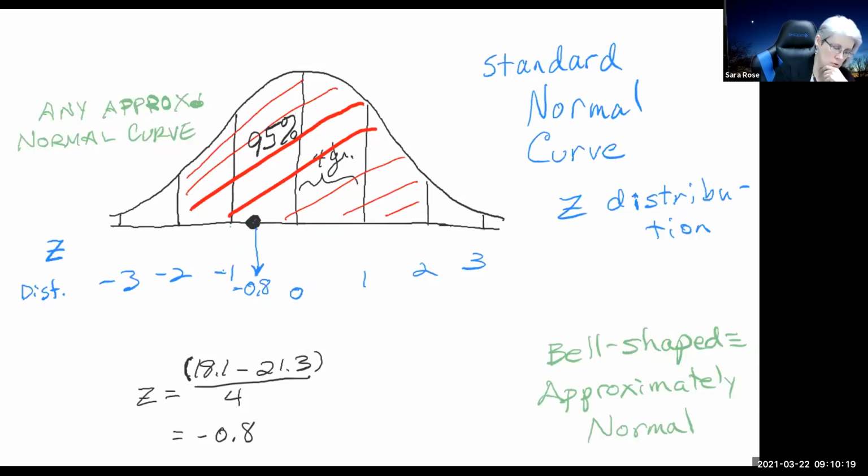And any approximately normal curve can be symbolized with an N and with 2 numbers, the mean and the standard deviation. So for this curve, what I originally had up there, the mean was 21.3 and the standard deviation was 4. So there's 1 standard deviation above the mean, the 4 years here.